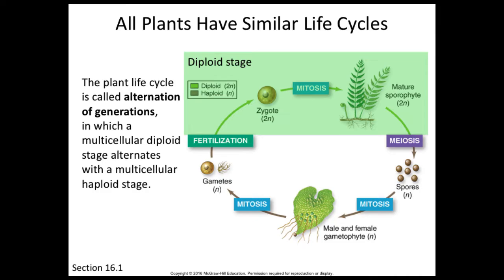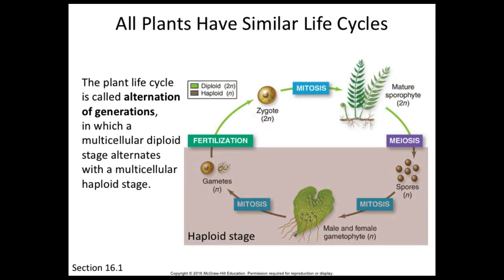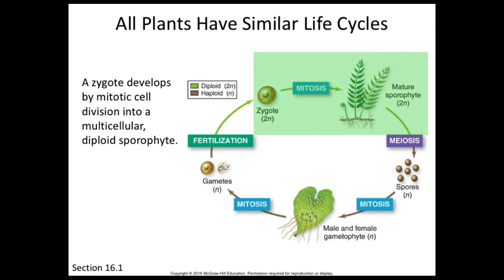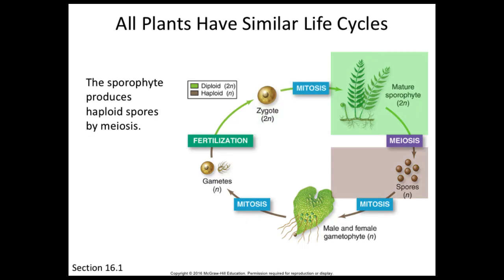Here's the diploid stage, which makes up most of this fern plant's life cycle, contrasted with the haploid stage, in which most of the reproduction will be directly occurring. A zygote develops by mitosis into a multicellular diploid sporophyte. Now, this word sporophyte refers to the part of the plant that makes up most of the plant's body, in this example of this fern. The sporophyte produces spores by meiosis cell division.